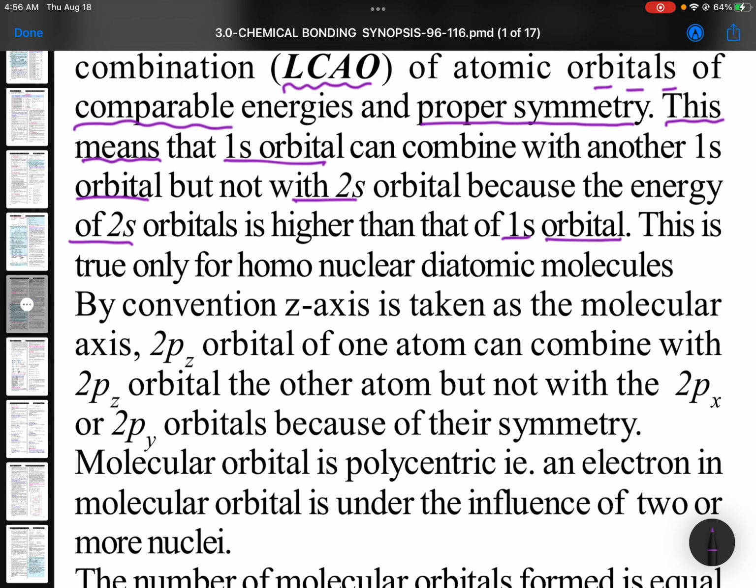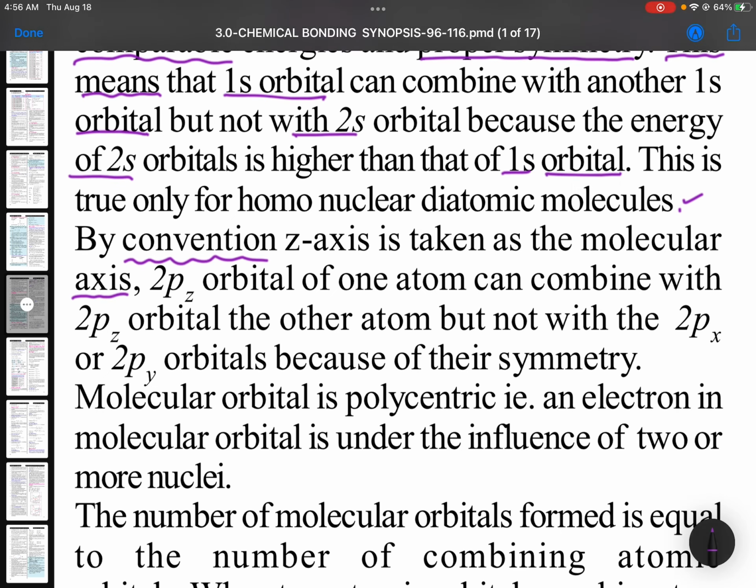This is true only for homonuclear diatomic molecules, and we are discussing homonuclear diatomic molecules only in class 11. By convention, the z-axis is taken as the molecular axis. In all your problems, it will be taken as the molecular axis, z-axis. So the 2pz orbital of one atom can combine with the 2pz orbital of the other, and that is going to form a sigma molecular orbital, but not with the 2px or 2py orbital because of their symmetry. If the 2pz orbital is like this, the 2px orbital will be like this and 2py will be like this.